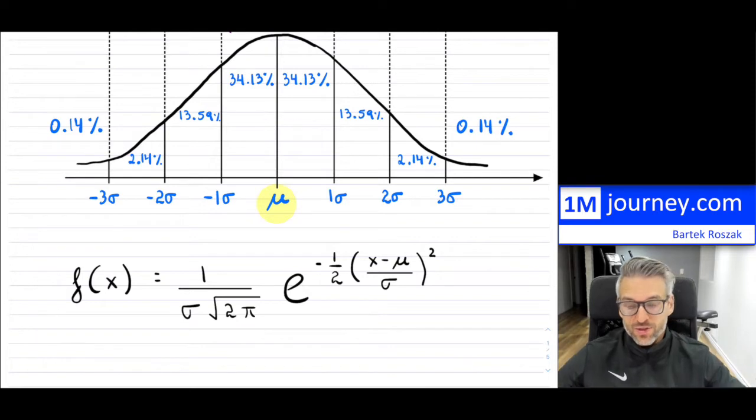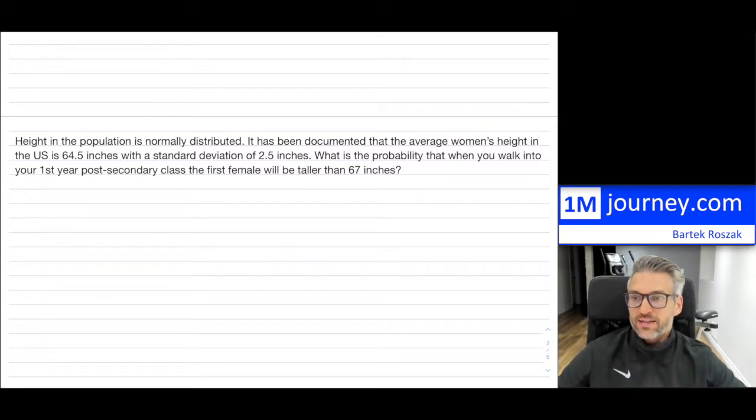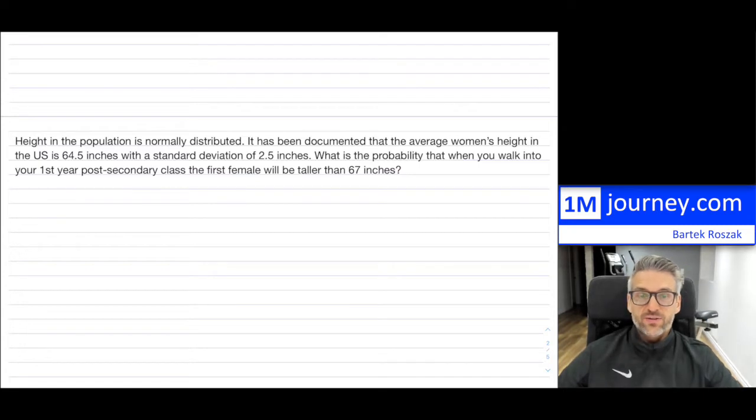All right, here's example number 1. It turns out that height in the population is normally distributed, as we have seen through various statistics. It has been documented that the average woman's height in the U.S. is about 64.5 inches. There are 12 inches per foot, so you can convert this: it's about 5 feet 4.5 inches as a mean. And our standard deviation is 2.5 inches.